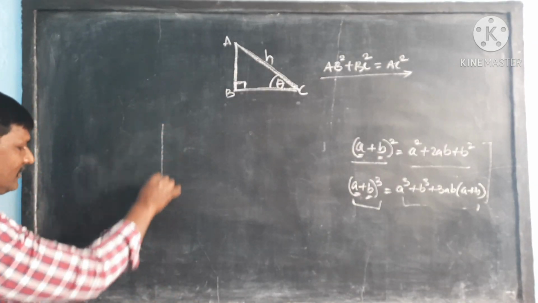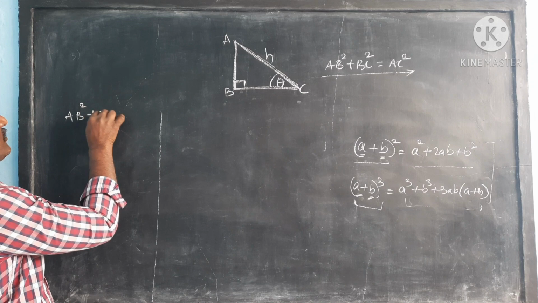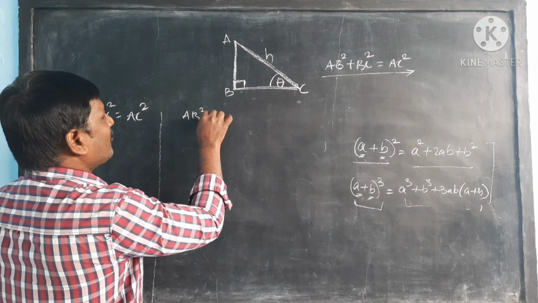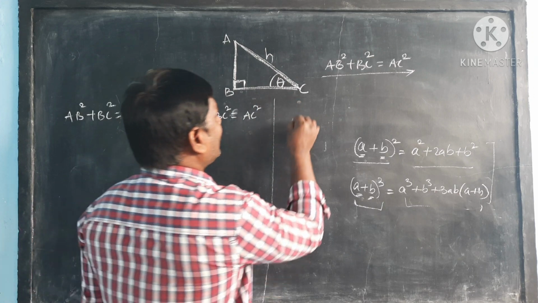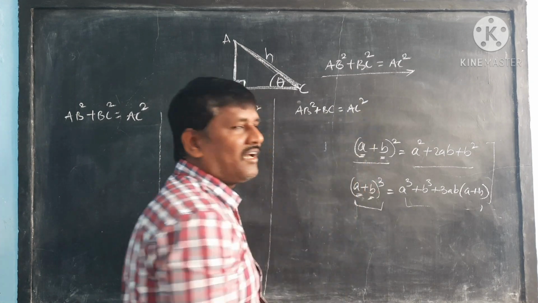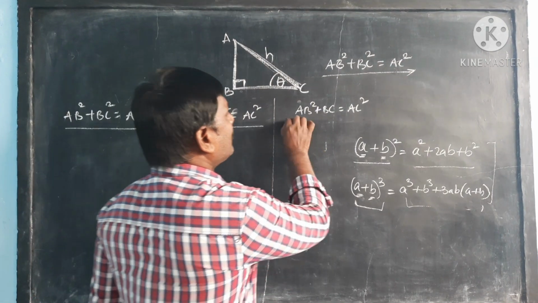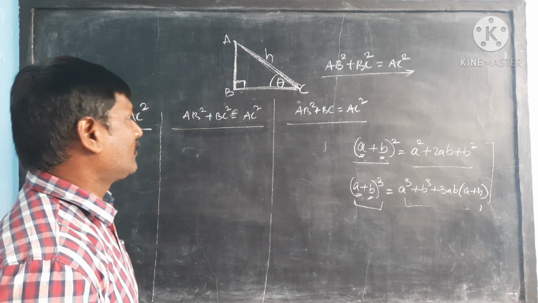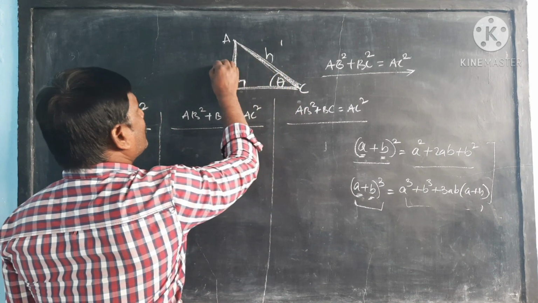How? Let us see. First of all, I am writing here the same Pythagoras theorem: AB square plus BC square is equal to AC square. Again, you have to write AB square plus BC square is equal to AC square. Same way you can write here AB square plus BC square is equal to AC square. Here I have written the Pythagoras theorem 3 times because each time the use of the Pythagoras theorem gives us one trigonometric identity. First of all, let us see the right angle triangle ABC. There are 3 sides, 1, 2, 3.